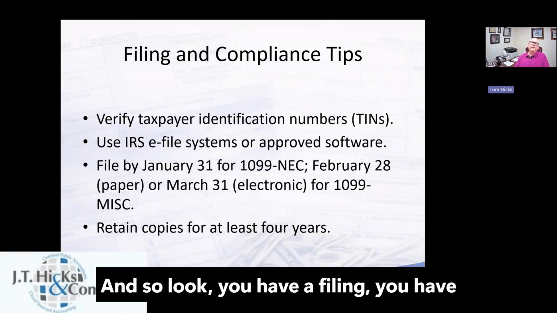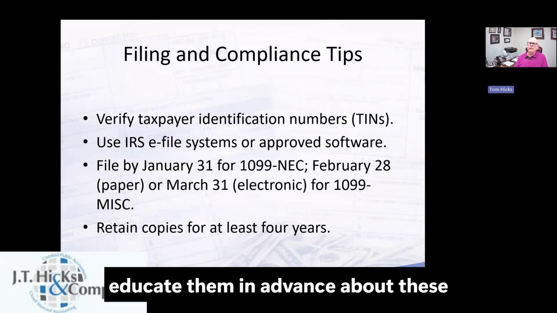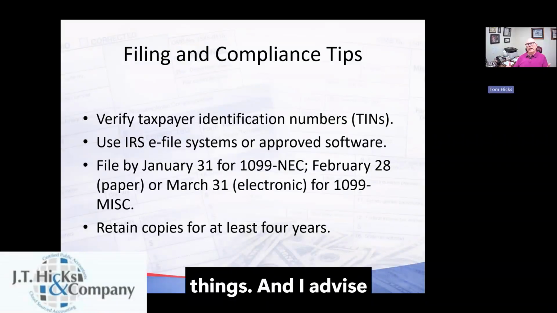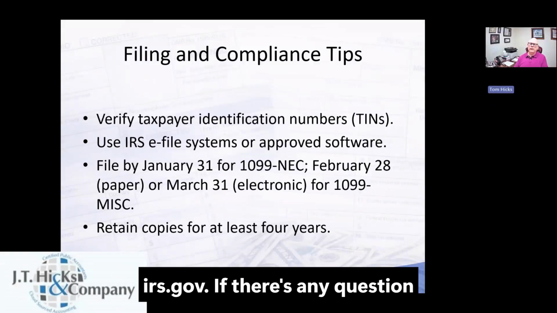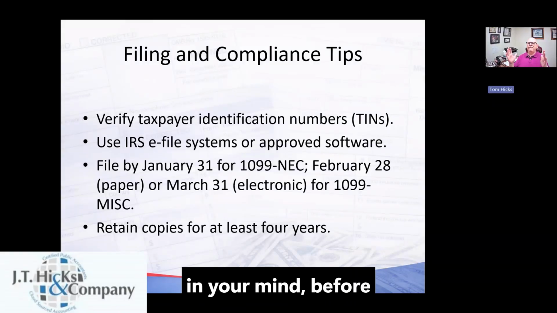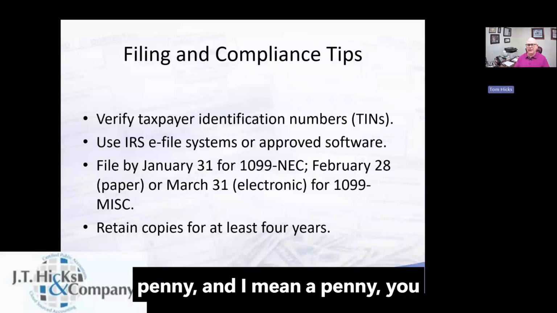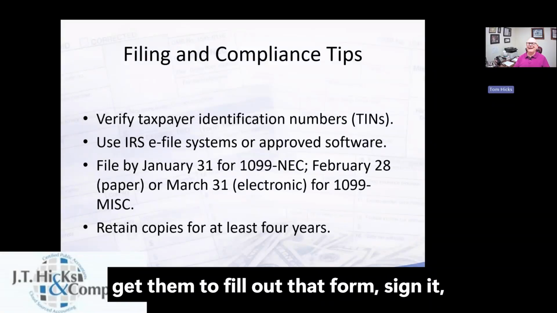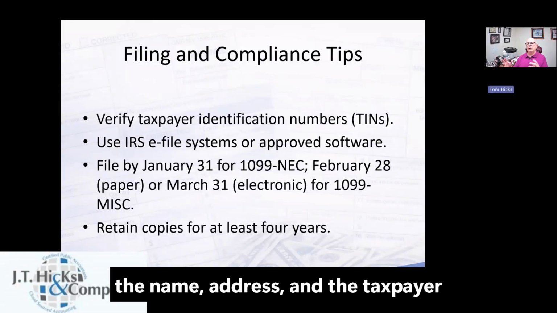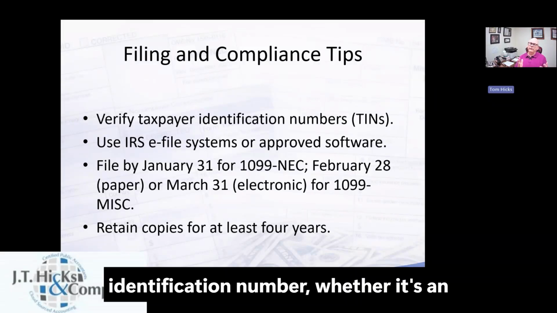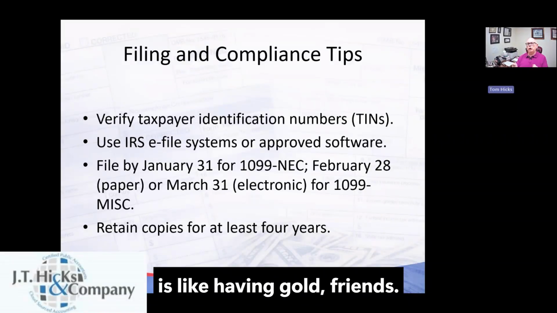And so, look, you have a filing, a compliance requirement here. And so my clients are educated because we educate them in advance about these things. And I advise them, look, there's this great form from IRS. It's called W-9. You can get it at irs.gov. If there's any question in your mind, before you pay this contractor or vendor a penny, and I mean a penny, you get them to fill out that form, sign it, and give it back to you. Then you can pay them. This form documents the name, address, and the taxpayer identification number, whether it's an EIN or a Social Security number. And that document is like having gold, friends.